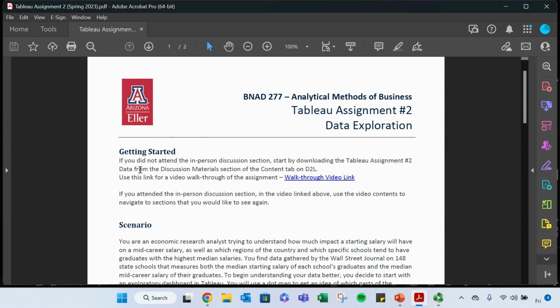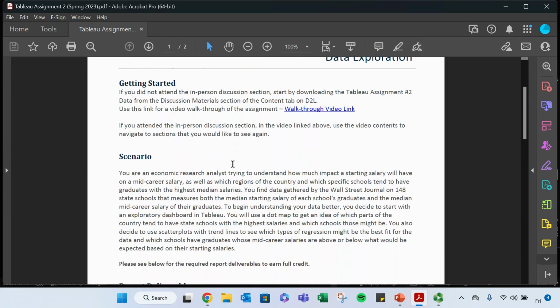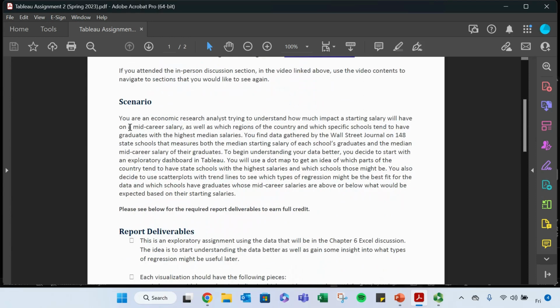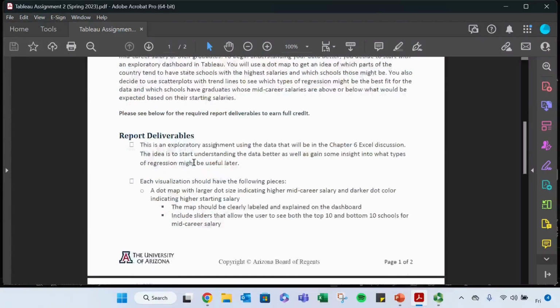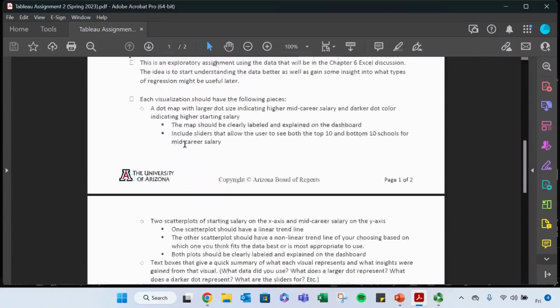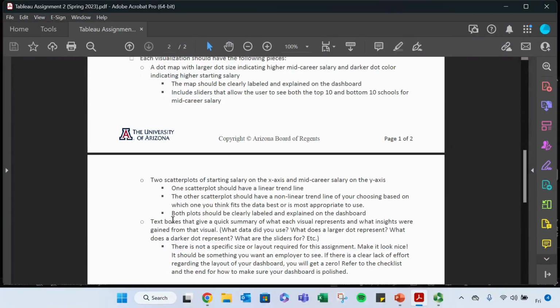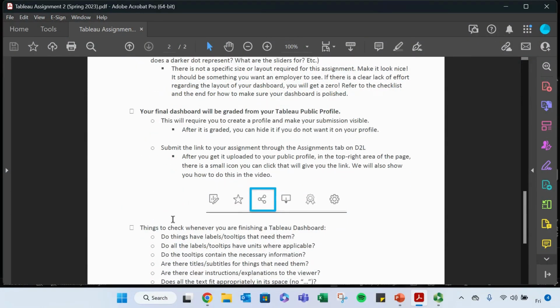Every time we start with, all right, get this organized, what it is. And then there's always a scenario: why are you doing this, and what are you doing? And then it's, okay, what do you need to do to get full credit? We have these check boxes with the visuals. These are specific to each one. And then how to save it and get credit.